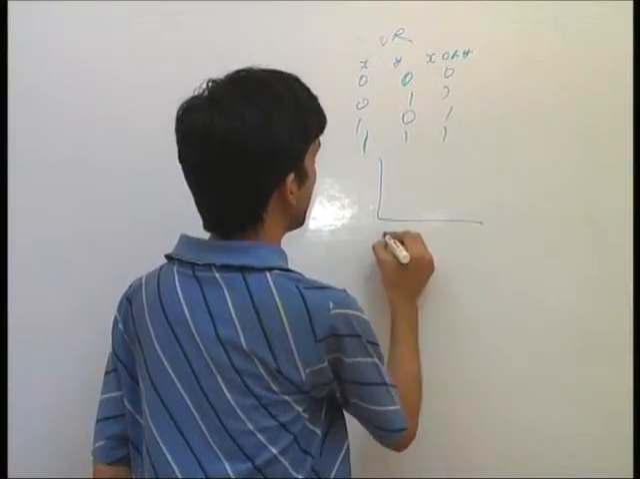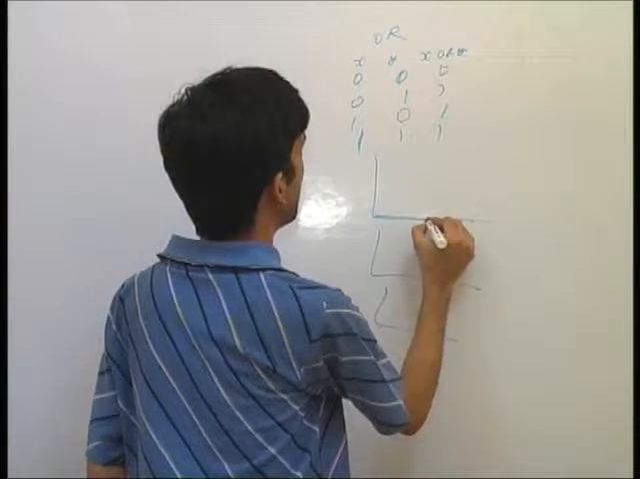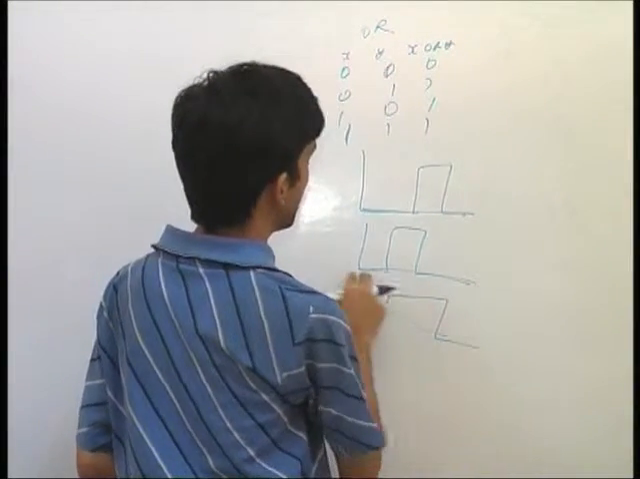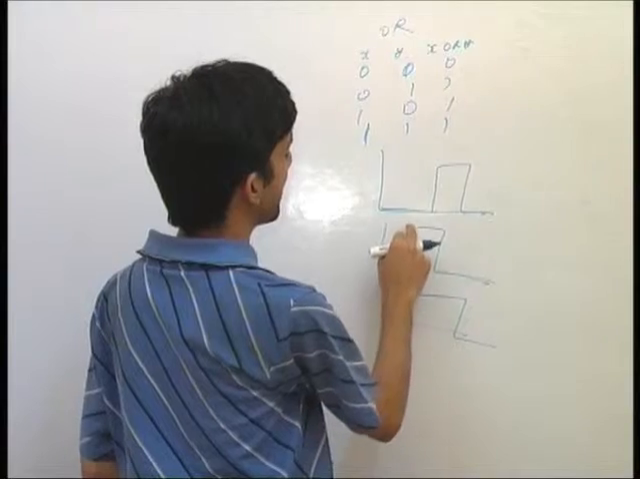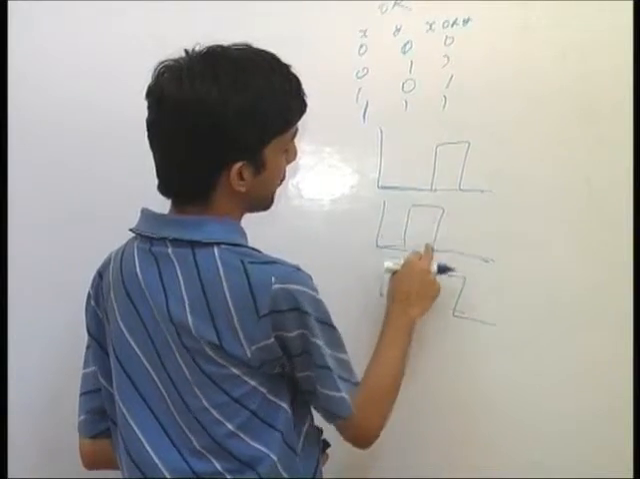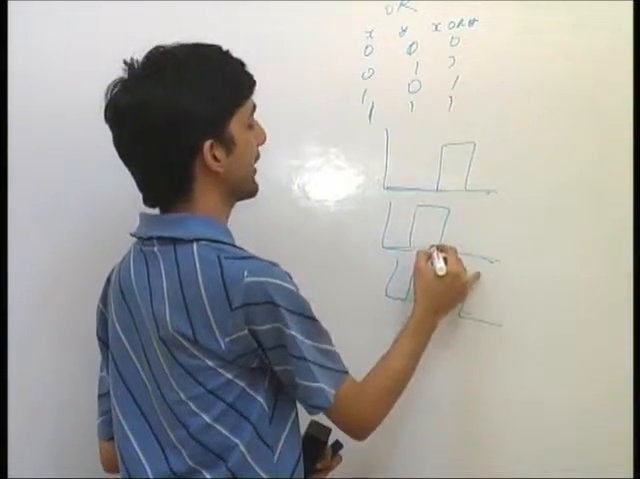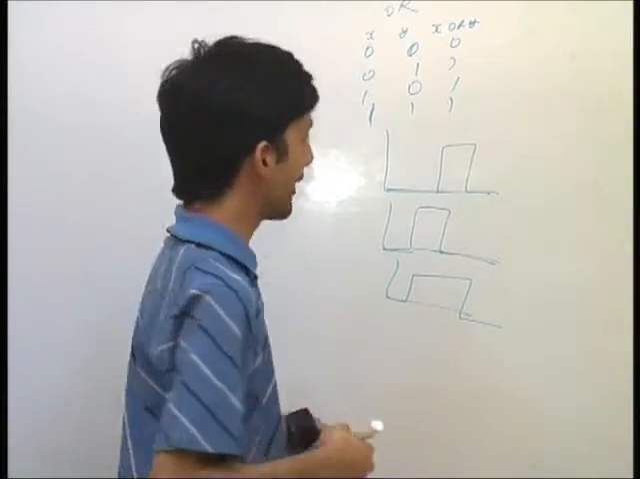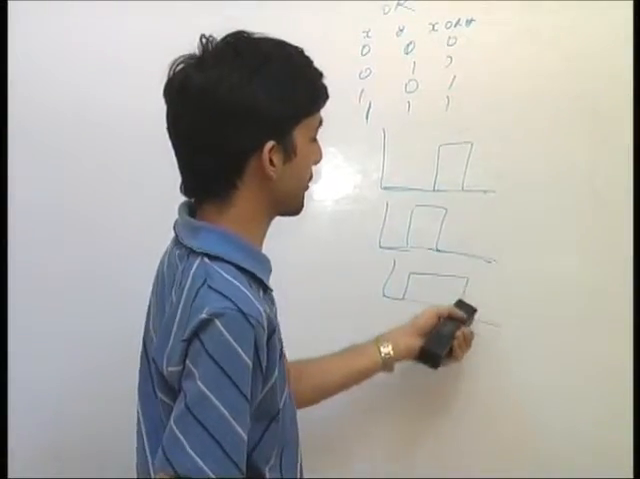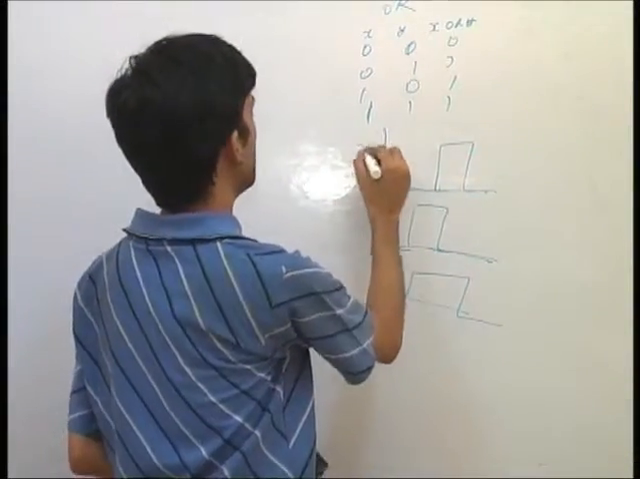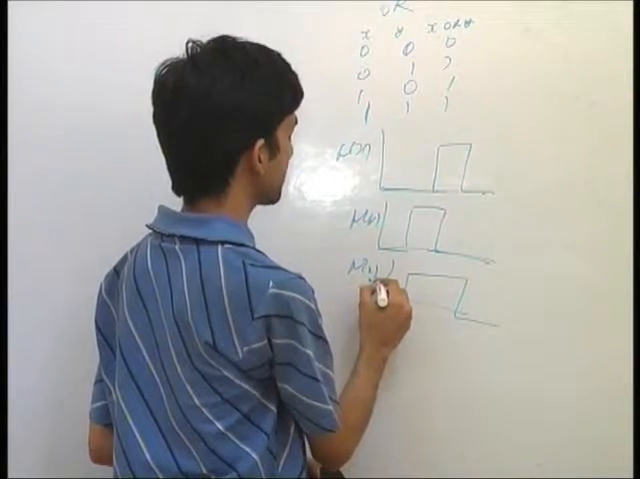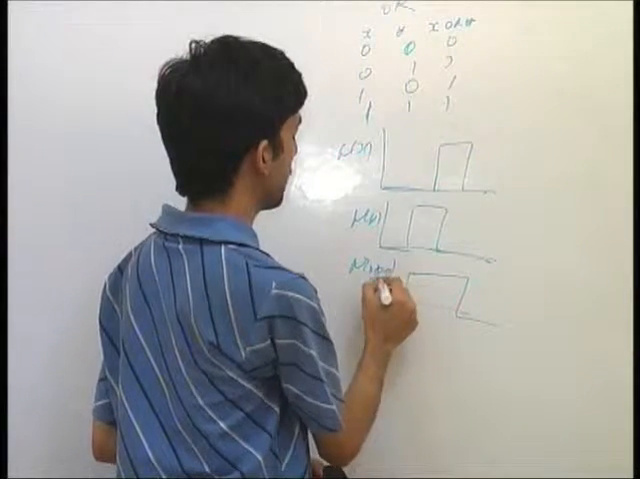I can have a discrete realization of them very easily. I'll draw something like this: 0, 0, 0. After this it gets 1, this gets 0, 1, 0, 1. Till here, this is 0, this is 1, so the output is 1. In this region, this is 1, this is 0, so the output is 1. Here this is 1, this is 0, the output is 1. And here this is 0, this is 0, so the output is 0. So this can be mu of x, this can be mu of y, and this can be mu of x or y.